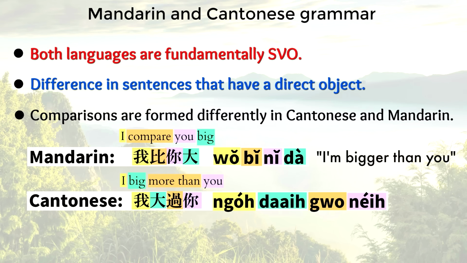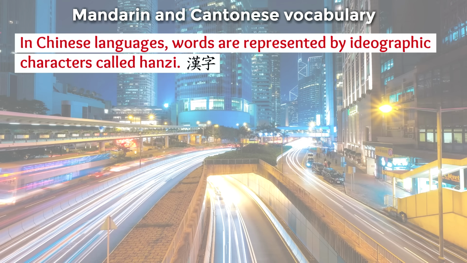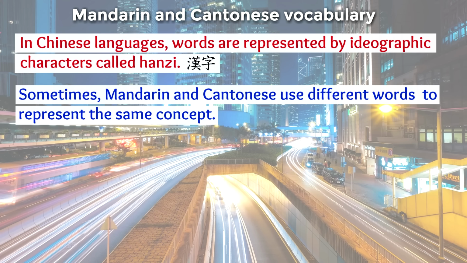So you can see that in the Mandarin sentence, the adjective comes at the end, while in the Cantonese sentence, it comes before the comparative word and the pronoun meaning you. Notice that the comparative word is different in the 2 languages. Differences in vocabulary. In Chinese languages, words are represented by ideographic characters called Hanzi. Sometimes, Mandarin and Cantonese use different words represented by different Chinese characters to represent the same concept.